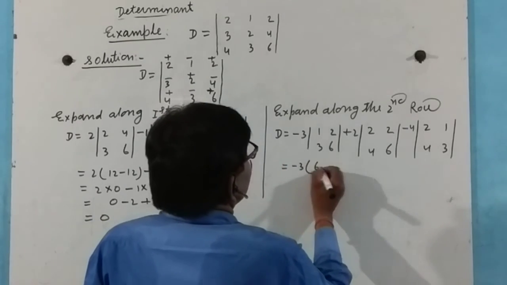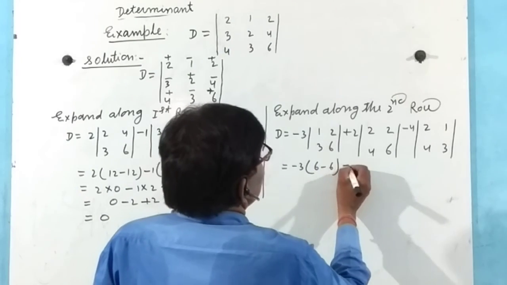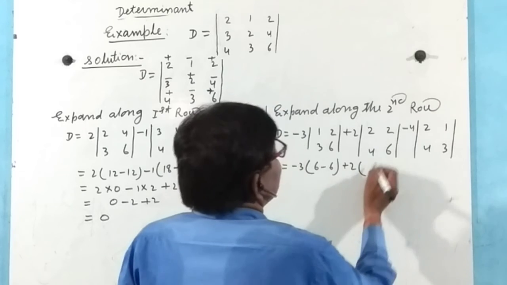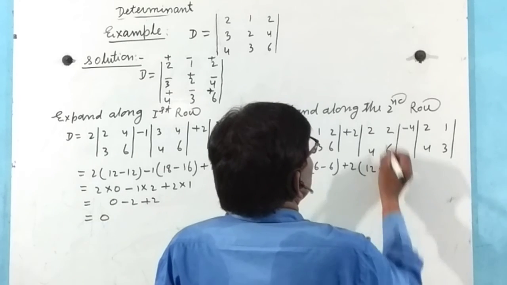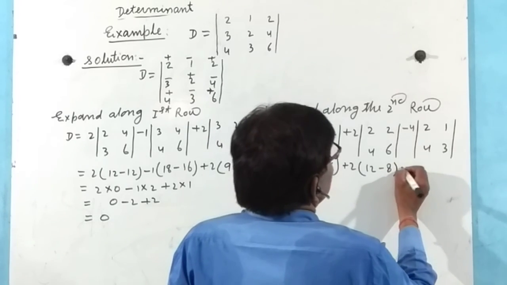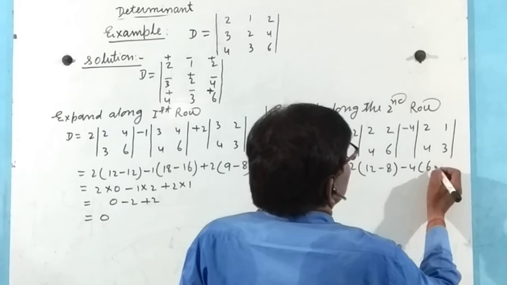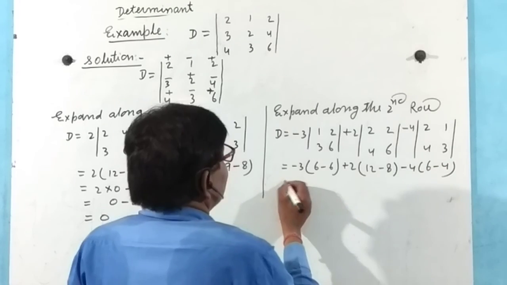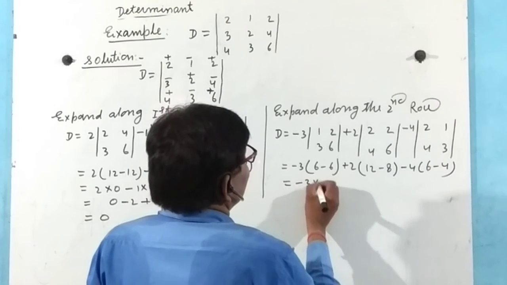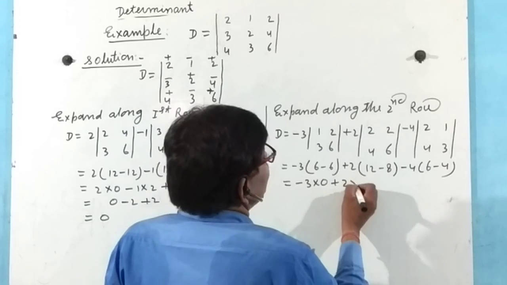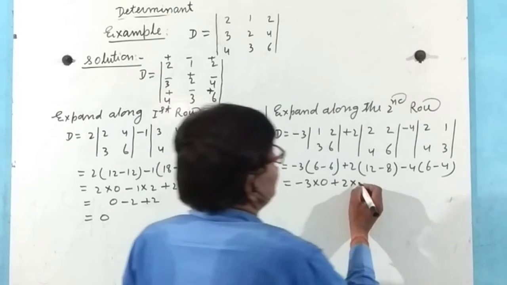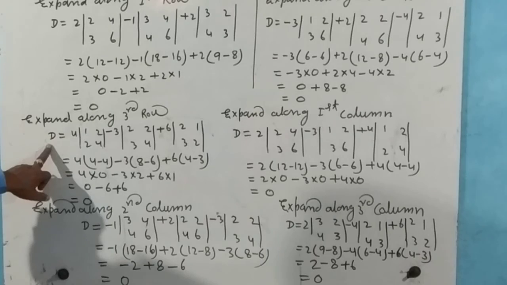Now here minus 3, 6 1 is 6, 3 2 is 6, plus 2, 6 2 is 12 minus 4 2 is 8, minus 4, 3 2 is 6 minus 4 1 is 4. This is equal to minus 3 into 0 plus 2 into 12 minus 8, 4 minus 4.